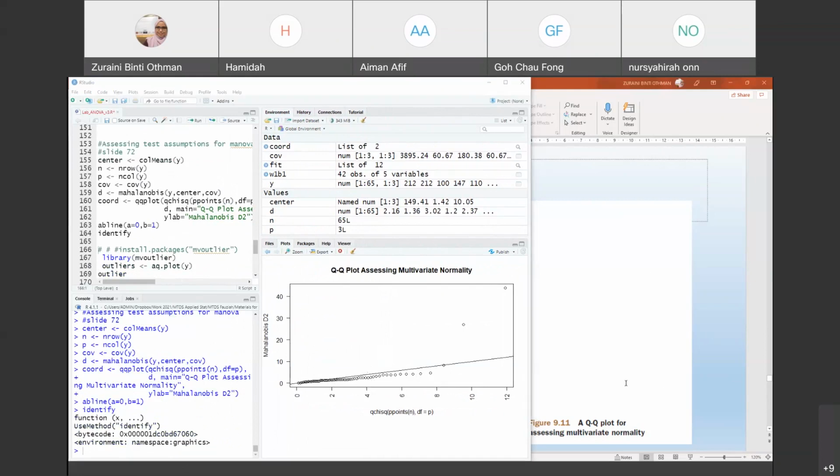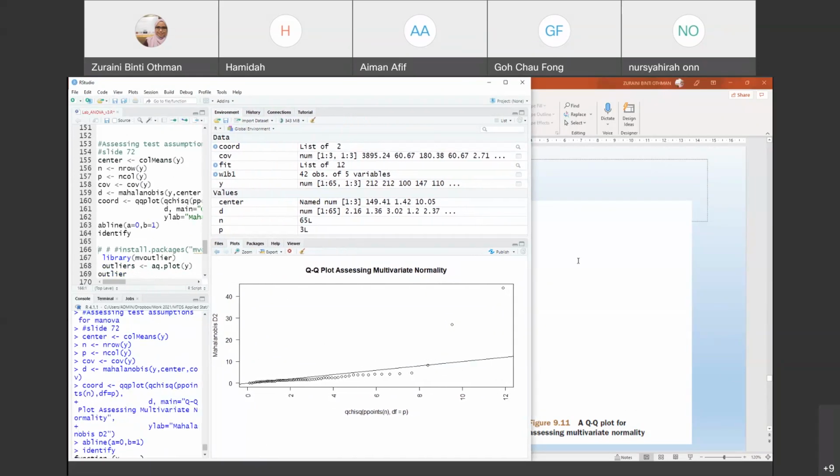From this, what the theory said just now is that if the data follow a multivariate normal distribution, then the points will fall on the line. Here, some points do not fall on the line, so the data set appears to violate multivariate normality. You may want to detect these two cases and rerun the analysis.